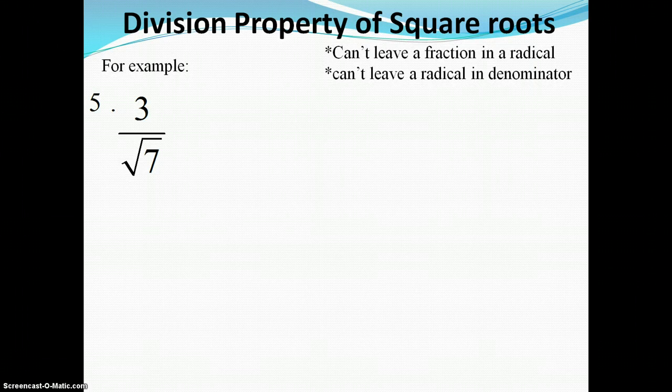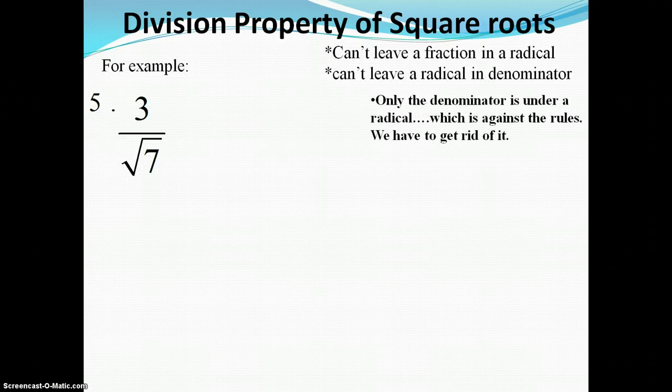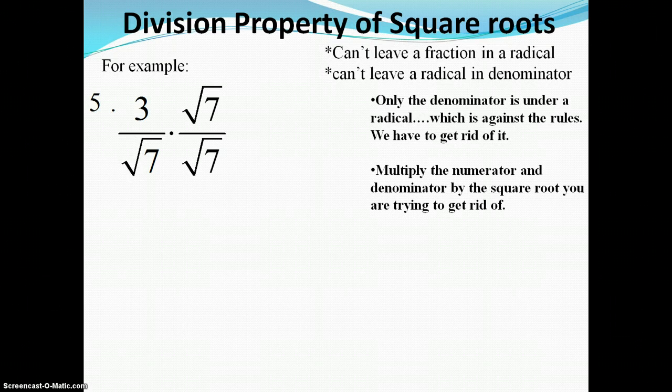Now, that's against the rules. I can't have that. It's kind of like the whole negative exponent thing. So what I need to do is figure out some way to get rid of that radical. The easiest way to do that is to multiply both the numerator and the denominator by the radical that I'm trying to get rid of. If I multiply by the square root of 7 over the square root of 7, it's just like multiplying by 1, because the square root of 7 divided by the square root of 7 is 1.